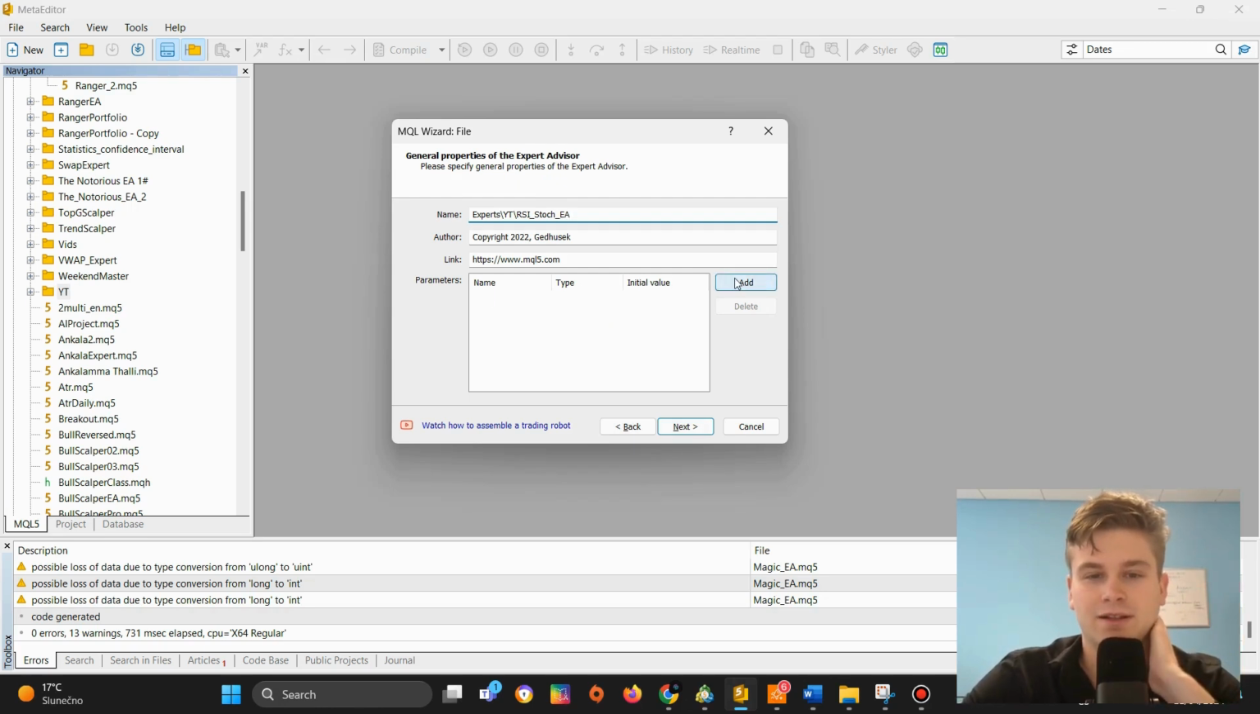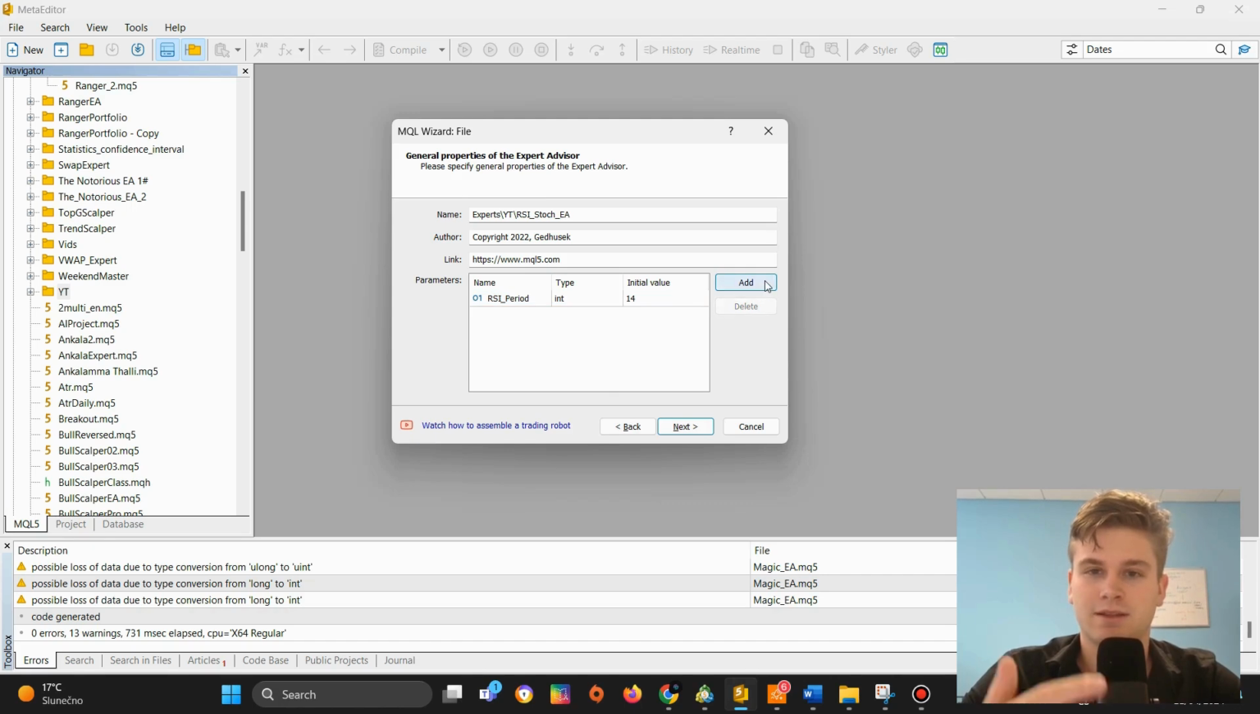This EA will require, I think, 6 inputs. The first input will be for the RSI period. This is something that can be changed, and changing the period of the RSI indicator will change the results.